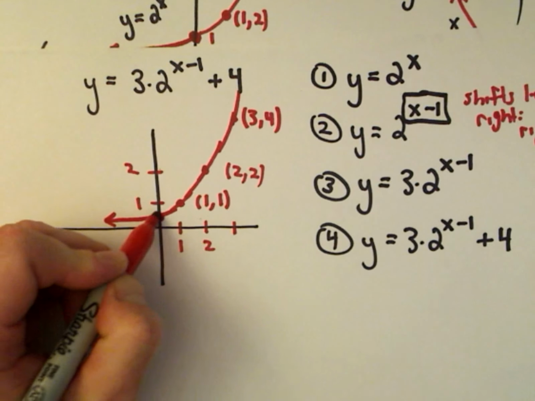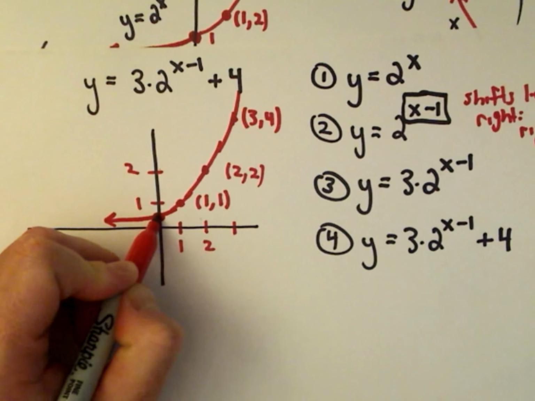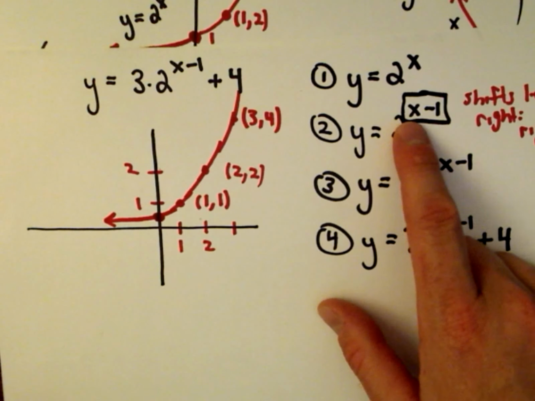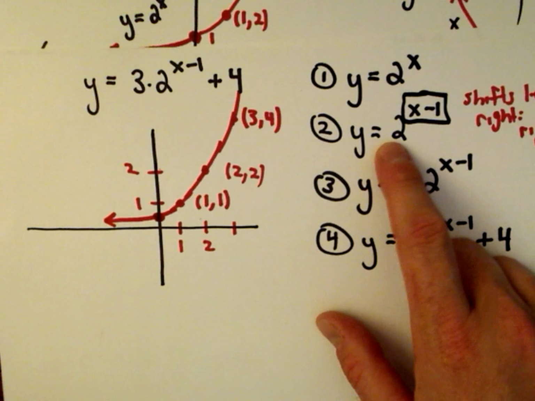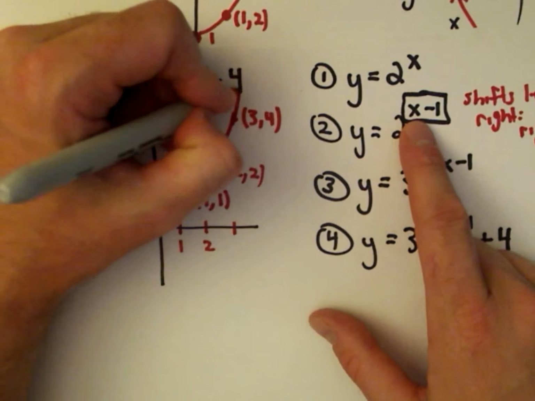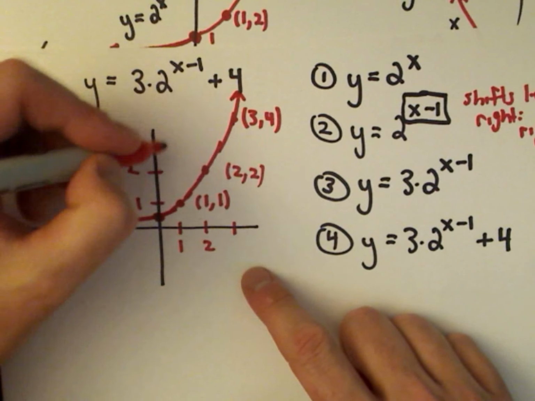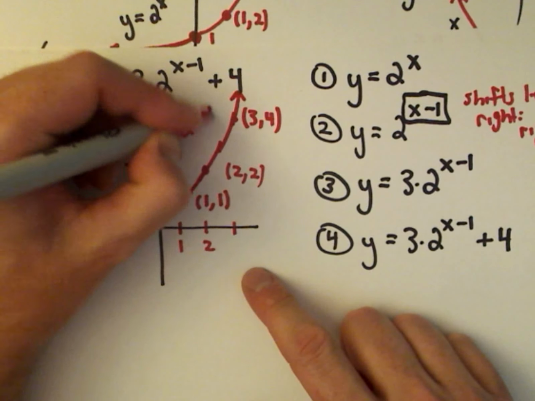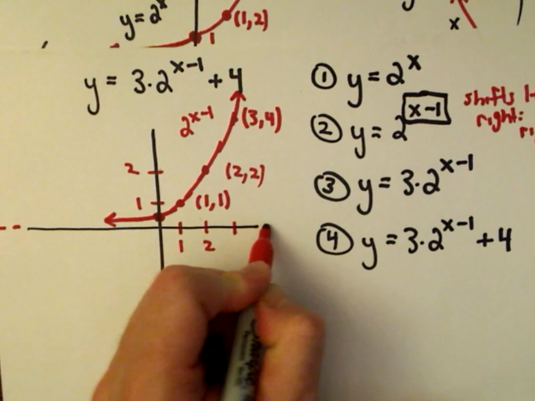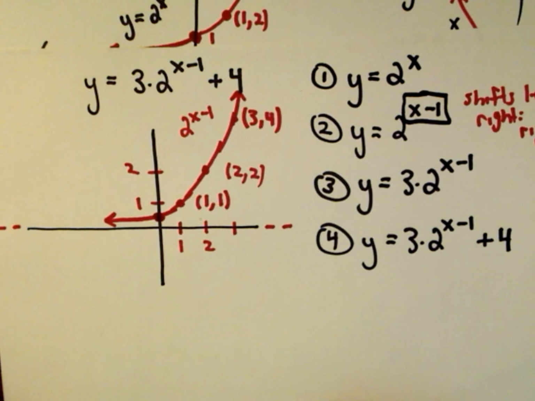Now on the y-axis, this would be the point 0, 1/2. If you plug in 0, you would have 2 raised to the negative first power, and again 2 to the negative first power is equal to 1/2. Okay, so this is now the graph of 2 to the power of x minus 1. Same basic shape. Notice the asymptote hasn't moved at all either. We still have that horizontal asymptote of y equals 0.